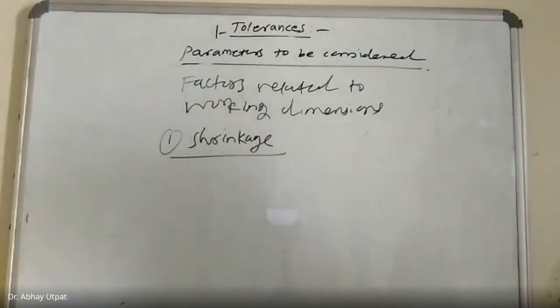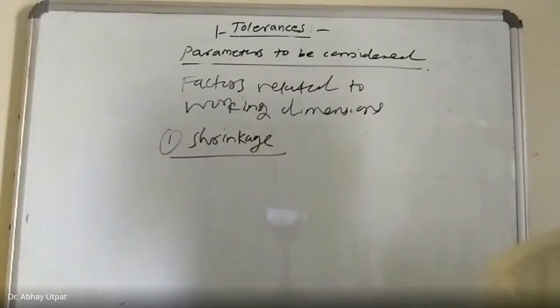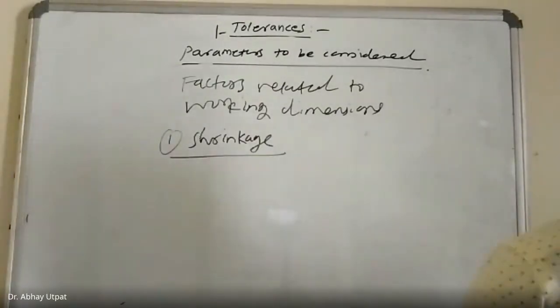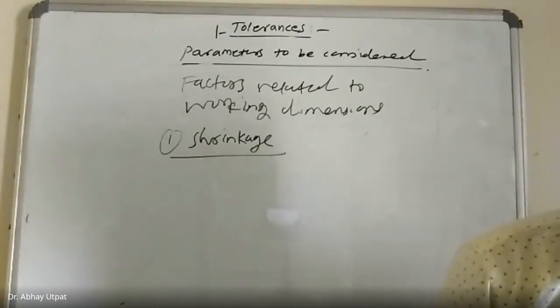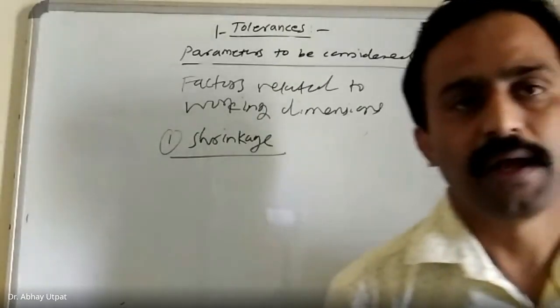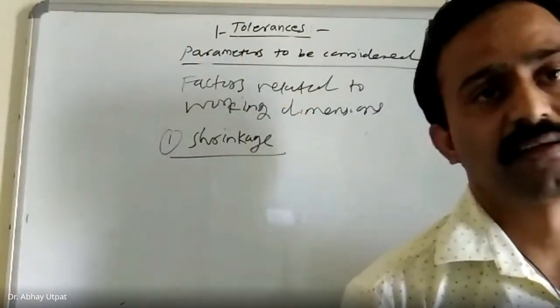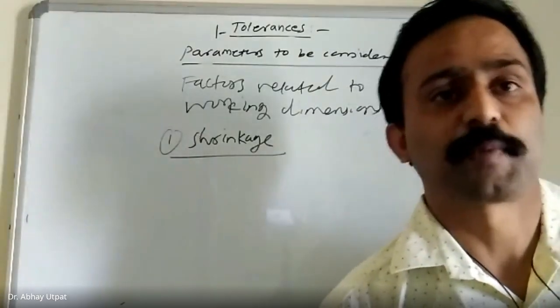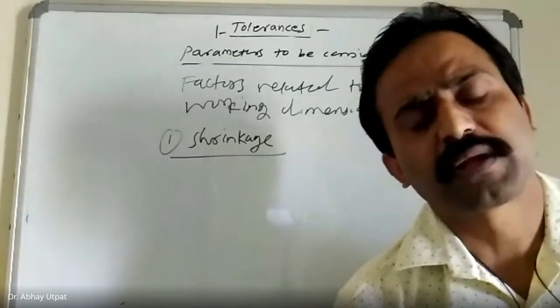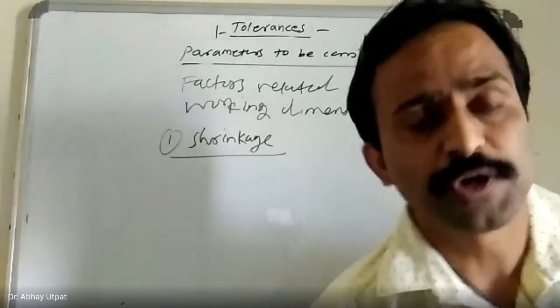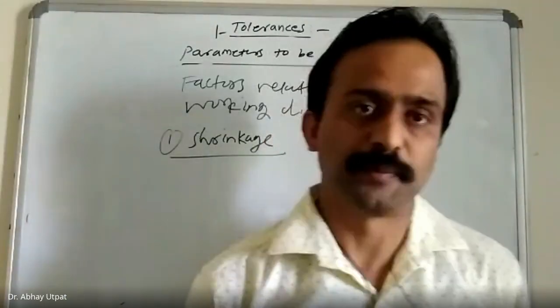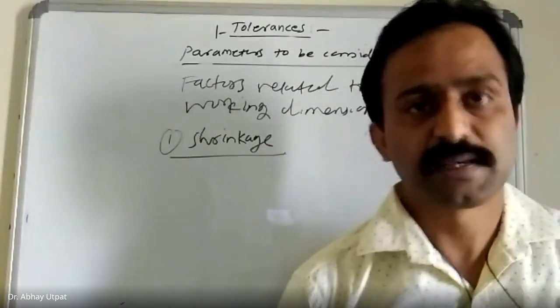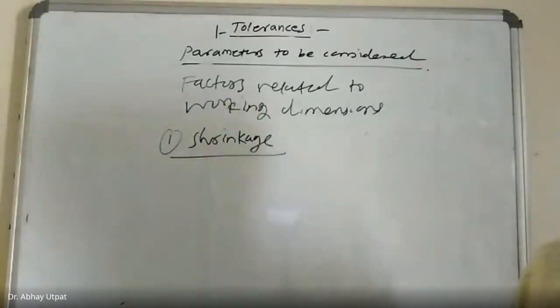Shrinkage is natural behavior, and hence dimensions will be provided accordingly. Additional dimensions. Means if you want 10 mm, then shrinkage may cause 9.8 mm. So increase the size of the cavity, make cavity size 10.2. So after shrinkage it will become 10 mm. This we have studied in manufacturing process. Same concept. Okay.